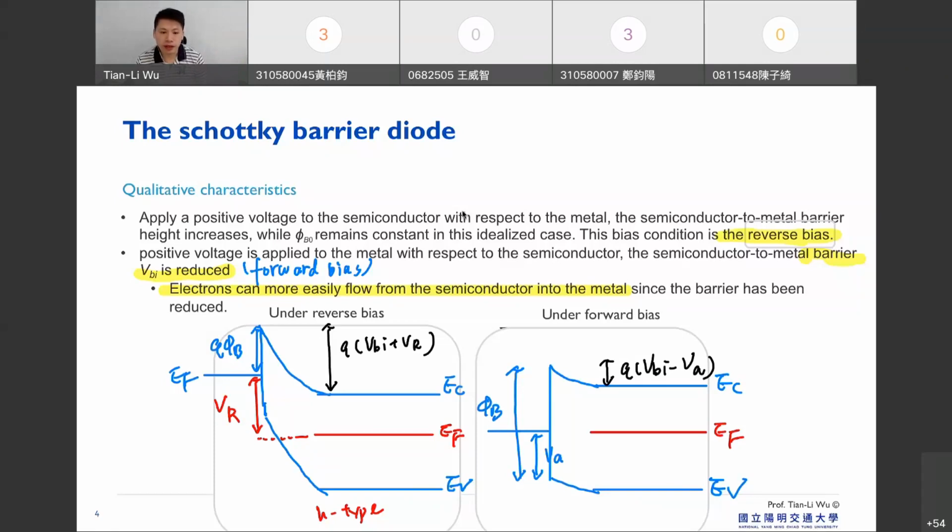So this analysis is very similar to the previous PN diode. If you are not familiar with it, I suggest you go back and look at the PN diode, and then the same analysis is applied here to understand the Schottky barrier diode, which is also considered in the case of a forward and a reverse bias. Okay, so we move to the next one.